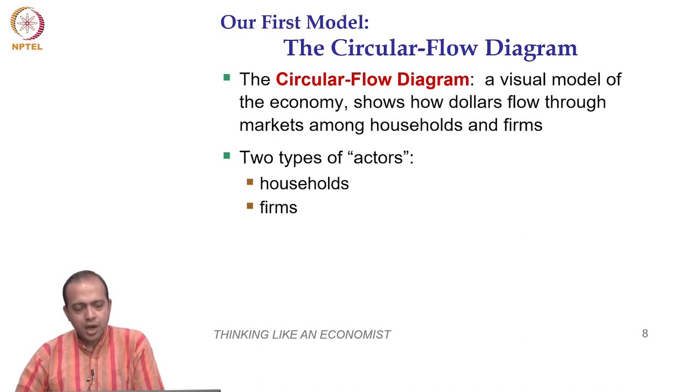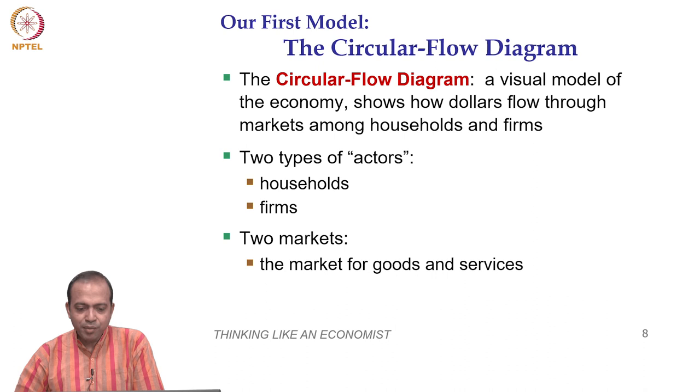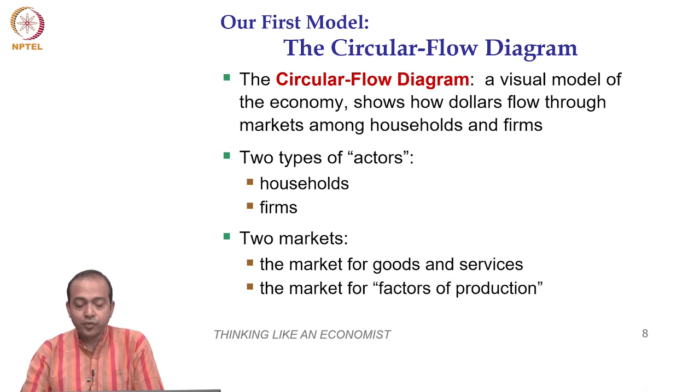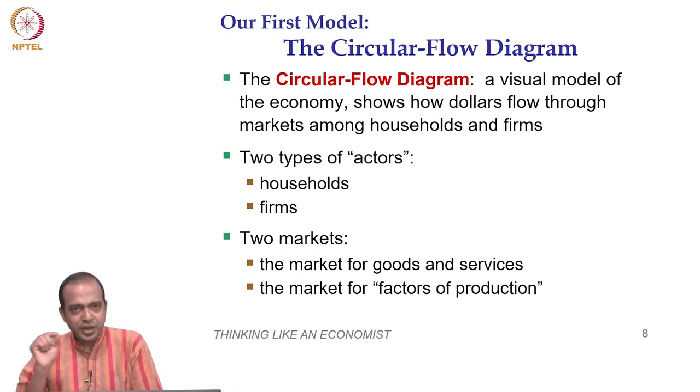Okay? Households and firms. And there are two markets, as I said, the market for goods and services and the market for factors of production. So the market for goods and services is called the output market. Markets for factors of production is called the input market. So you cannot think of any other market apart from these two. Market for output means any market you take, whether it is a market for computers, clothing, electric fans, pen drives, whatever, these are called markets for goods and services.